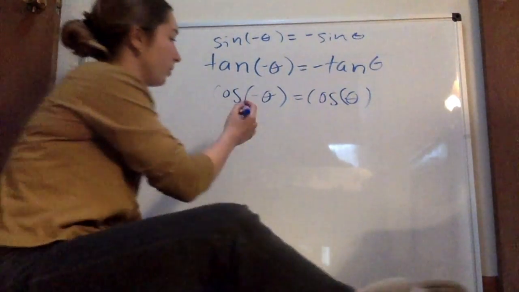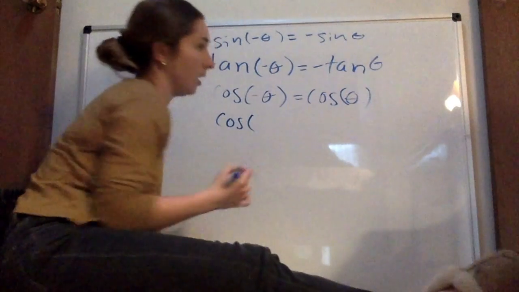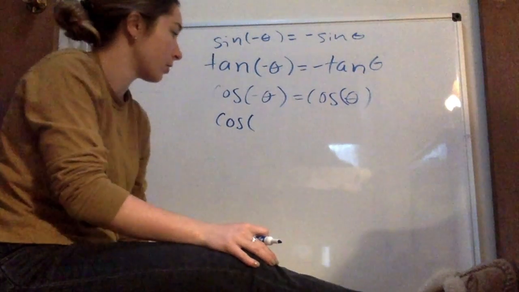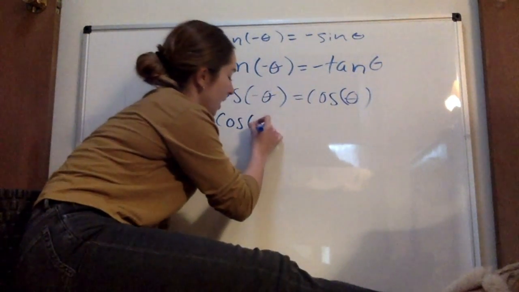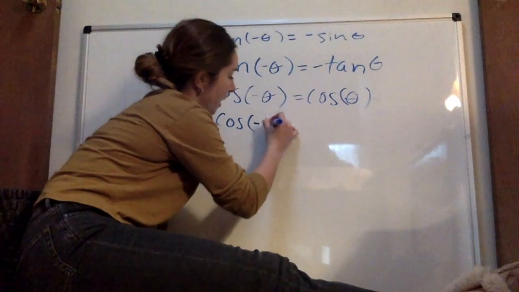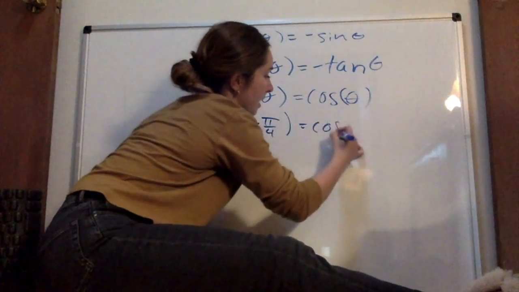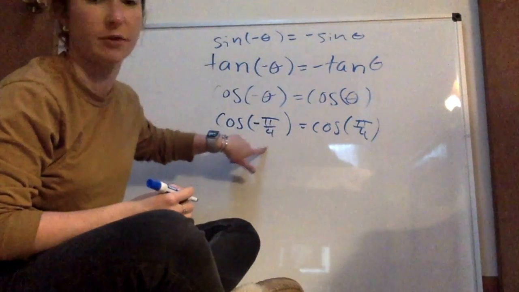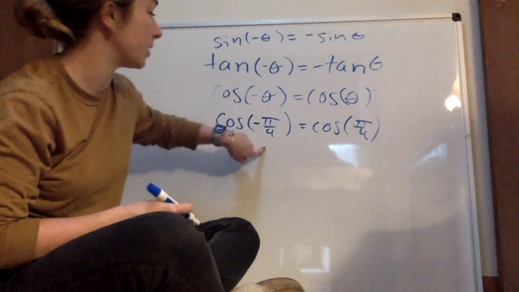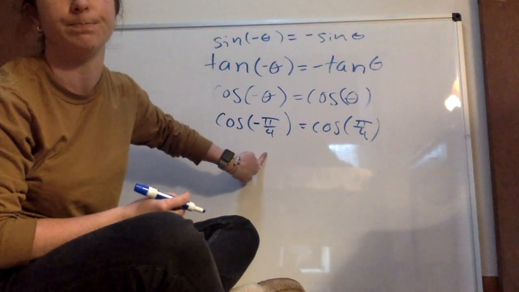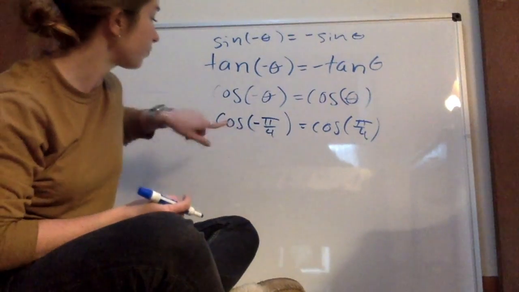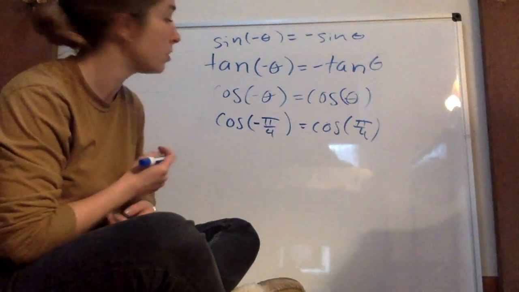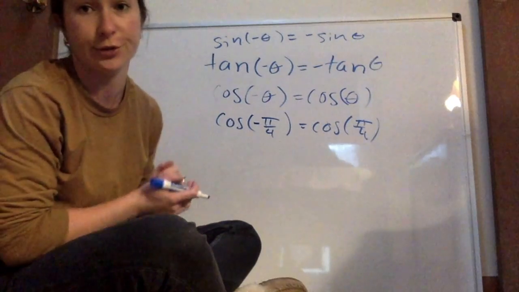So, for example, this one for cosine could be like cosine of negative pi over 4. That's going to be the same as cosine of pi over 4. Cosine of negative pi over 4 is in the 4th quadrant, so it's going to be at the same place as 7 pi over 4. Cosine of 7 pi over 4 or negative pi over 4 is going to be root 2 over 2. Cosine of regular pi over 4 is also root 2 over 2.